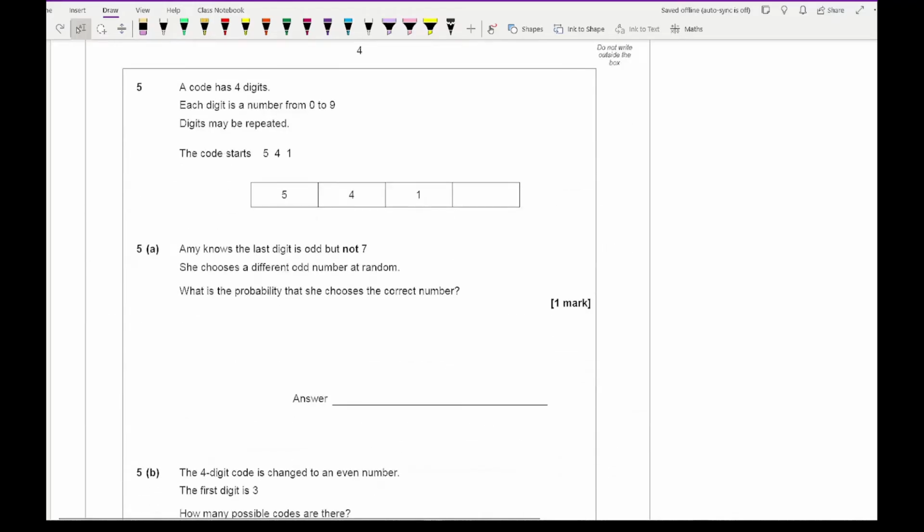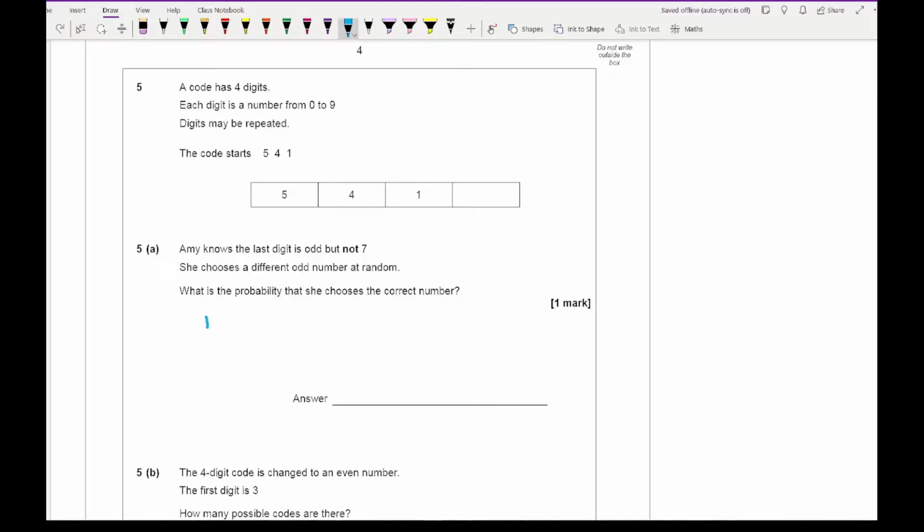Then moving on to question 5, it says a code has 4 digits. Each digit is a number between 0 and 9, includes those numbers. Digits may be repeated. The code starts 541. Amy knows that the last digit is odd but not 7. She then chooses a different odd number at random. What's the probability she chooses the correct one?